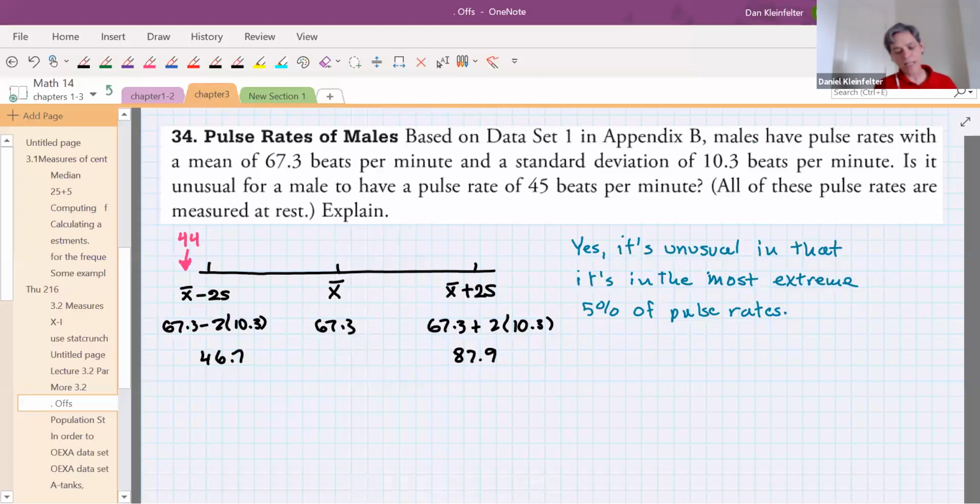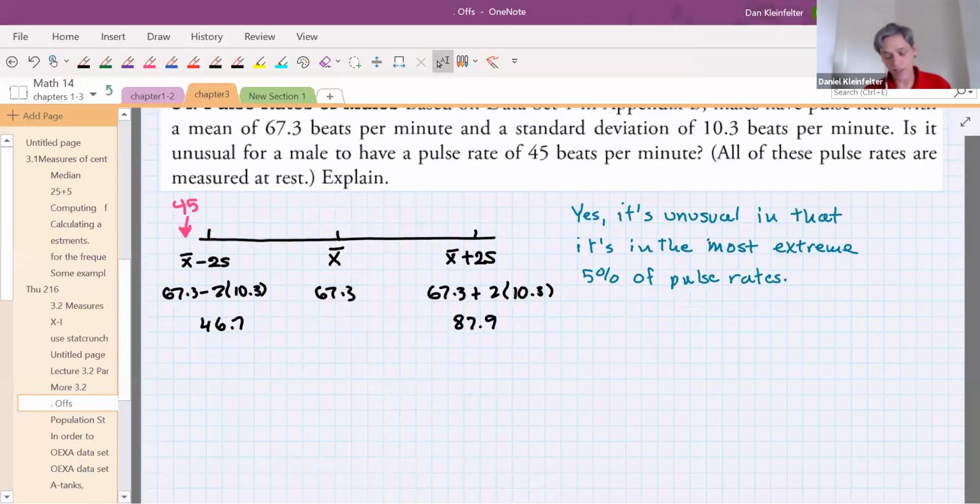All right, so going through the calculations, it turned out that our interval was ranging between 46.7 beats per minute and 87.9 beats per minute. So we wanted to decide if we had an individual with a pulse rate of 45 beats per minute, is that going to be unusual? So it turned out, yes, that is unusual in the sense that it's in the most extreme 5% of pulses, some high and some low, but it's definitely not in the interval that contains 95% of pulse rates. All right, so that takes care of that example.